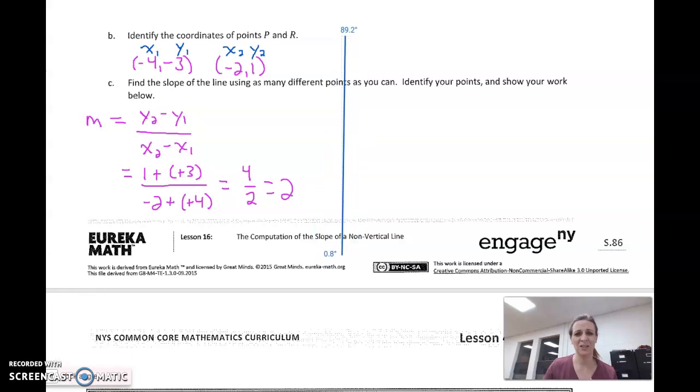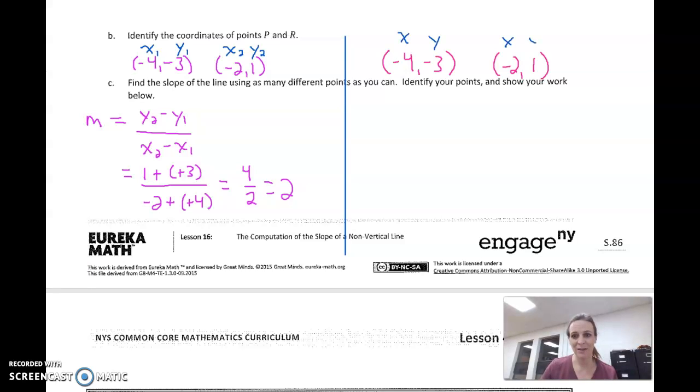Let's just break that up. I'm going to take these 2 points again, -4, -3 and -2, 1. I'm going to use the same points. But this time, I'm not going to say this is my first point. I'm going to say this is my first point: x sub 1, y sub 1, x sub 2, y sub 2.